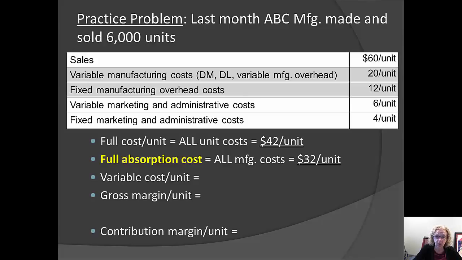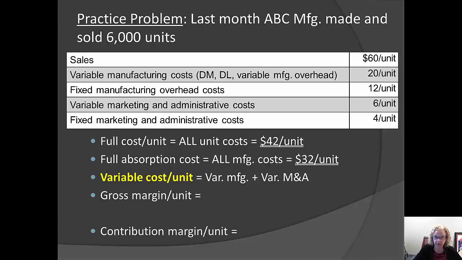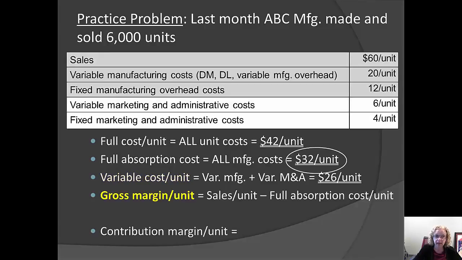Now, what is the variable cost per unit? That would be all of the variable manufacturing costs and all of the variable marketing and administrative costs, $26 per unit. Now, what's the gross margin per unit? That would be sales revenue minus the full absorption cost per unit. In this case, that would be $60 of sales revenue minus $32 of full absorption cost. So our gross margin is $28 per unit. Now, what's the contribution margin per unit?